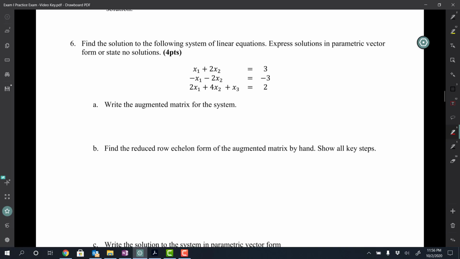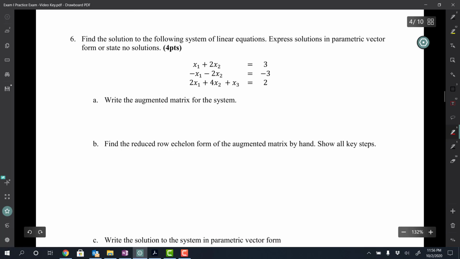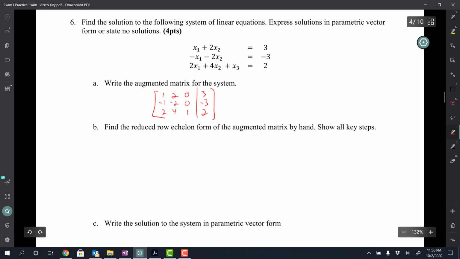Question 6 says find the solution to the system of linear equations and express that solution in parametric vector form. So in this case, our first step is to write the augmented matrix for the system. I will pull my coefficients 1, 2, 0, augmented with 3, -1, -2, 0, augmented with -3, and 2, 4, 1, and 2. There is my augmented matrix.